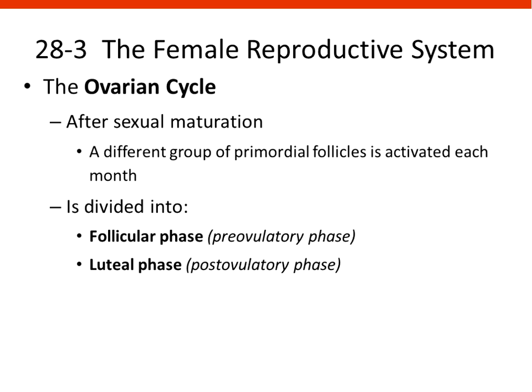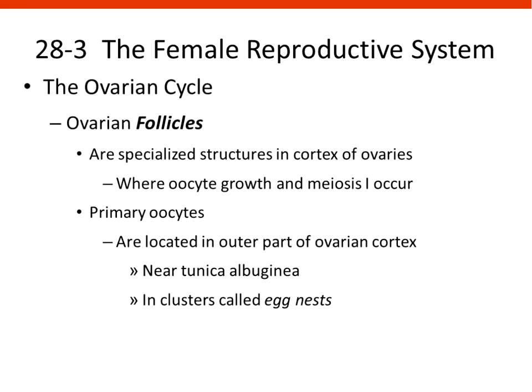The ovarian cycle does not take place until after sexual maturation. Remember, follicle-stimulating hormone has a lot to do with that. A different group of primordial follicles is activated each month, and the cycle is divided into 2 different phases. We have our follicular phase, which is the pre-ovulatory phase, and the luteal phase, which is the post-ovulatory phase.